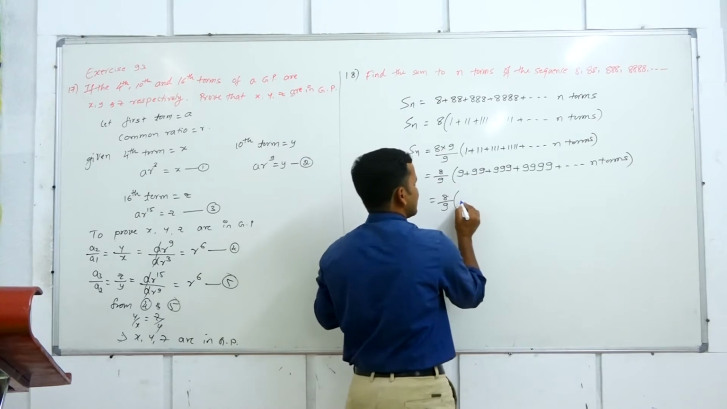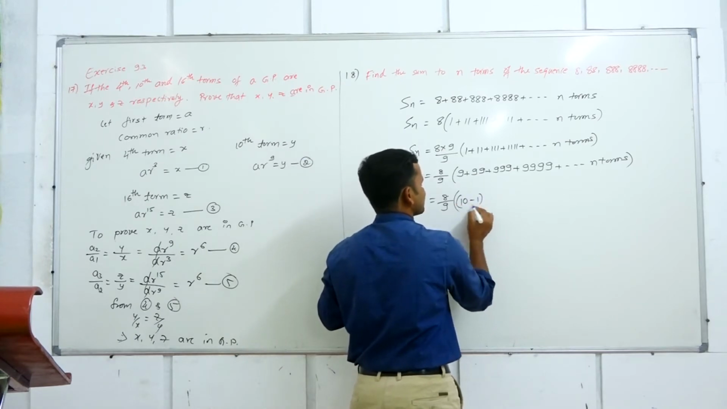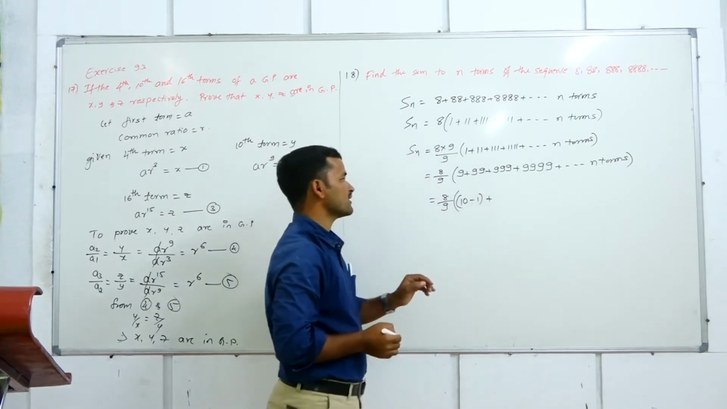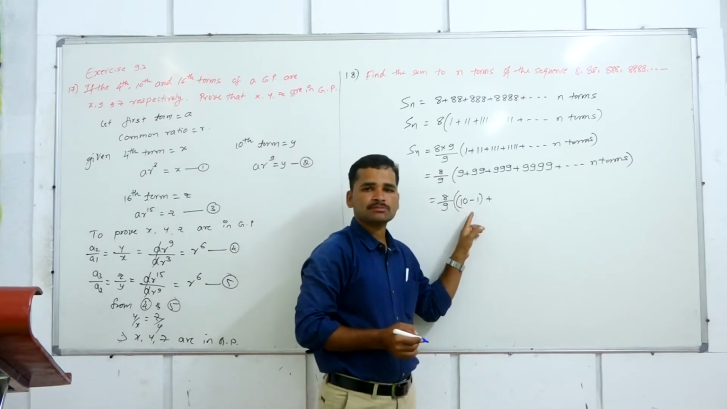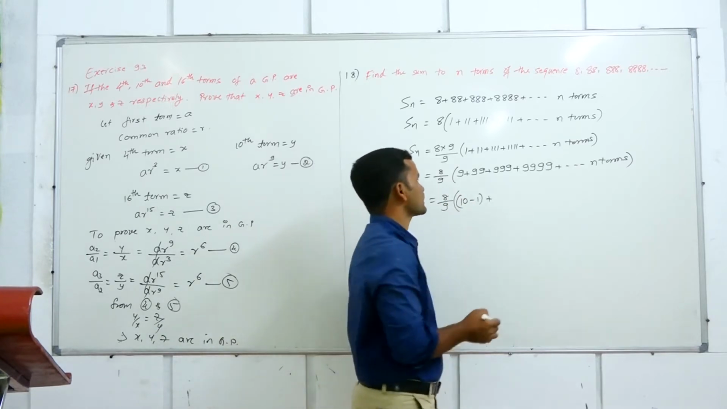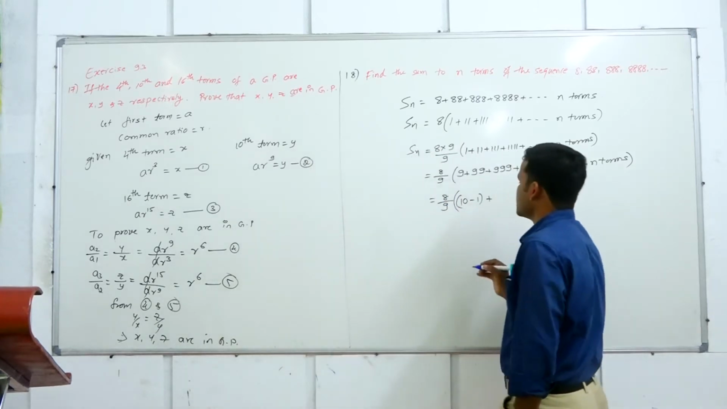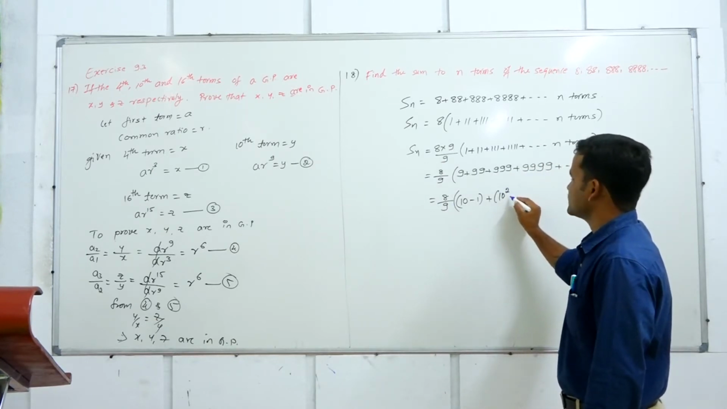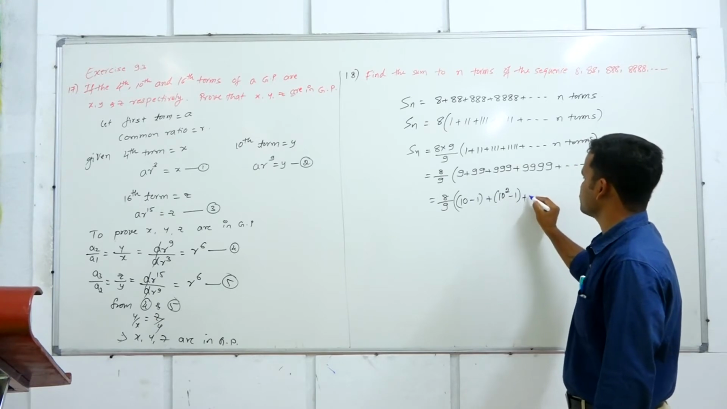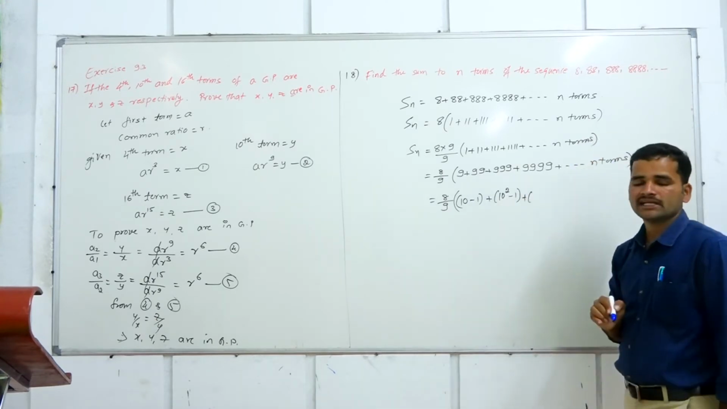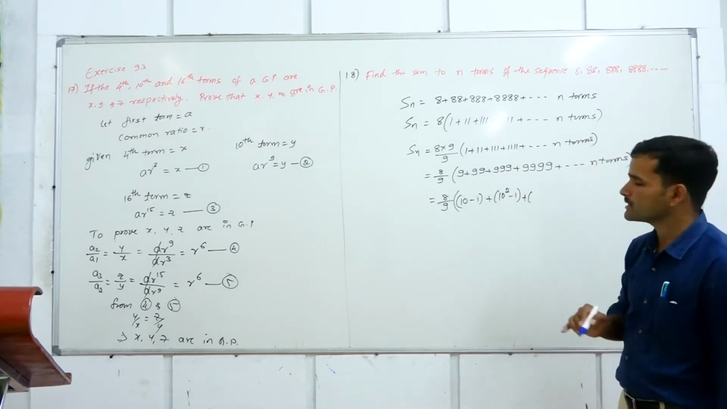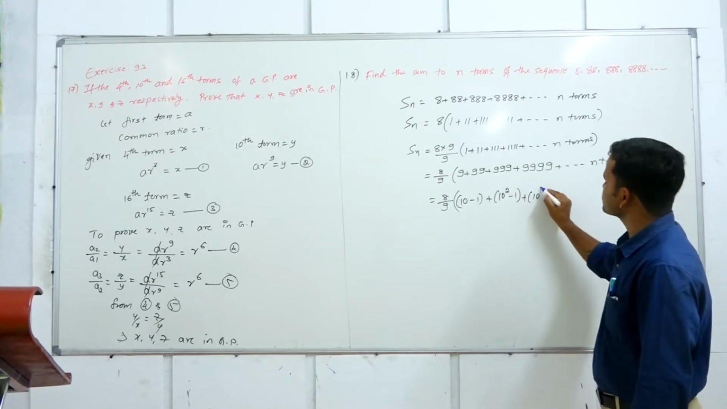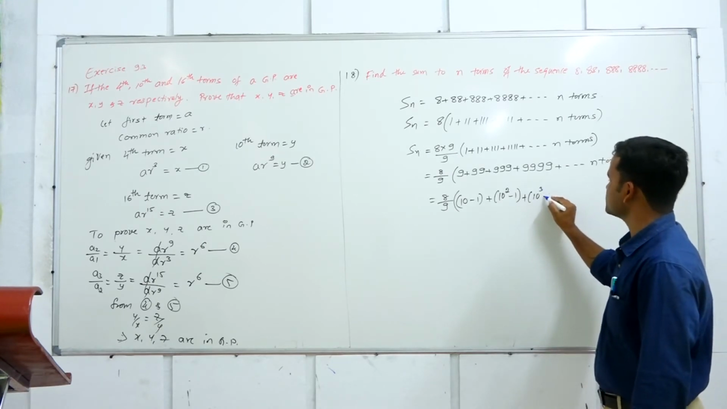9 I will write as 10 minus 1 plus of, here you can observe one term is getting split into two terms. This 99 I will write 100 minus 1. 100 can be written as 10 square. 10 square minus 1 plus of 999 I can write it as 1000 minus 1. 1000 minus 1 can be written as 10 raised to 3 minus 1.